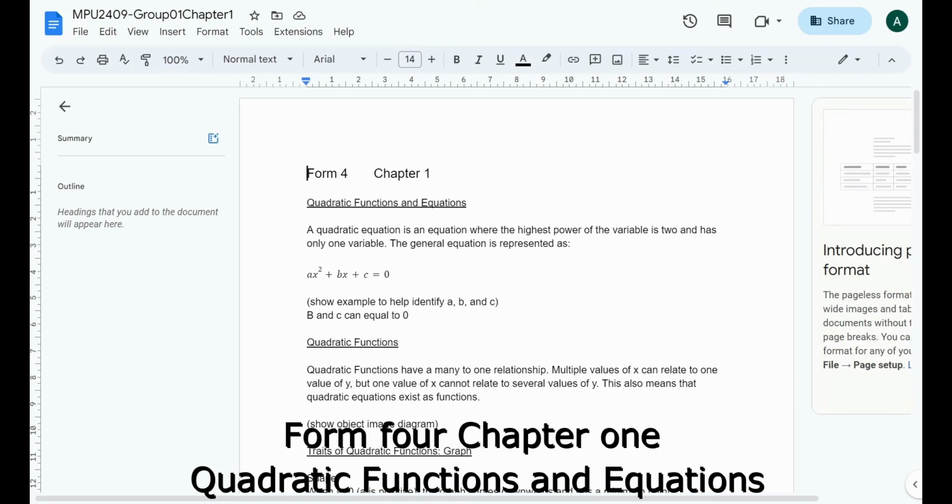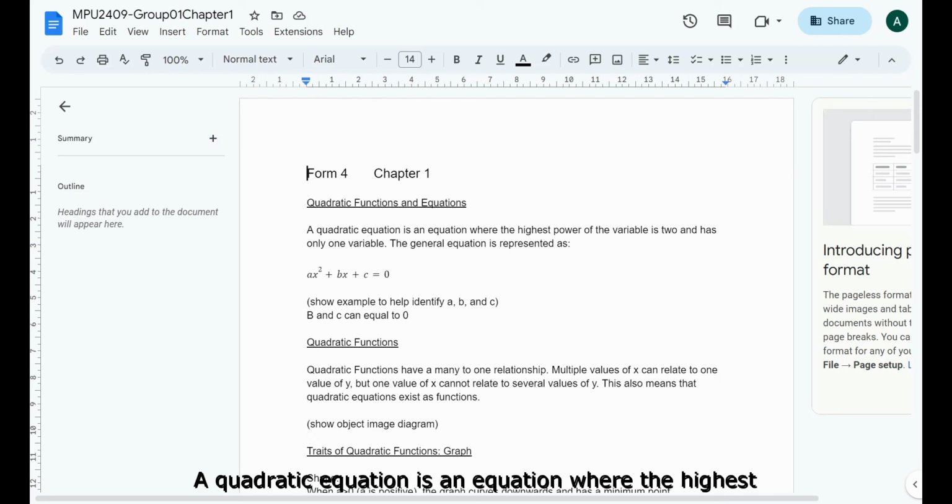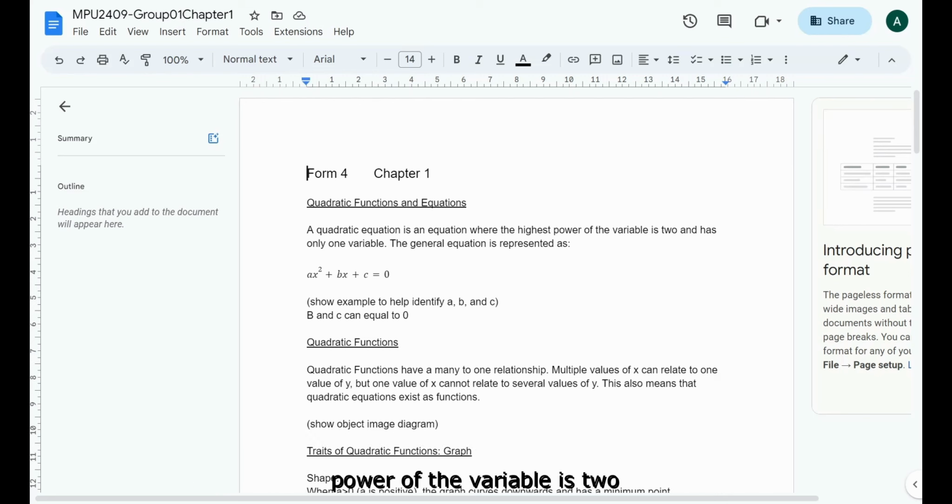Quadratic Functions and Equations. A quadratic equation is an equation where the highest power of the variable is 2 and has only one variable. This general equation is represented as ax squared plus bx plus c.